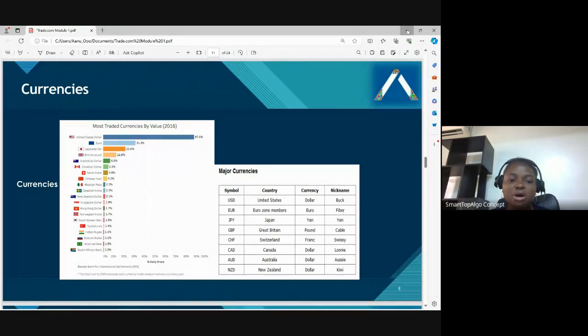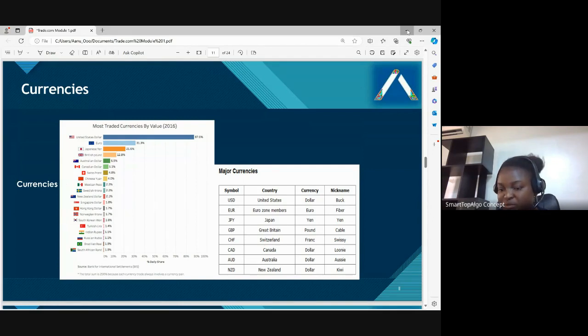Now, this is a statistical measurement of the different countries and how people trade them. So we can see that the most traded currency is the US dollar. The highest traded currency is the US dollar, and you can see that 87% of traders trade the US dollar. Now, after the US dollar, we have the euro, the Japanese yen, the British pound. Now, all of these can be traded.